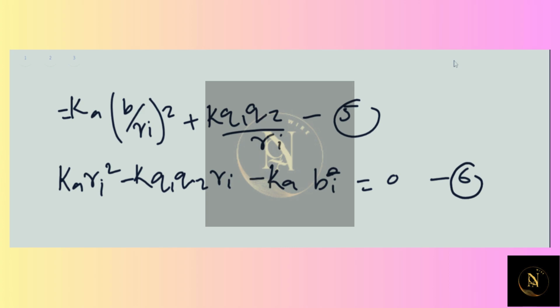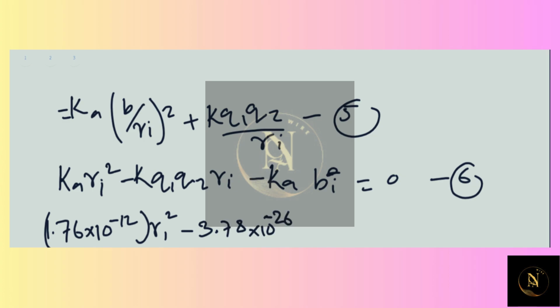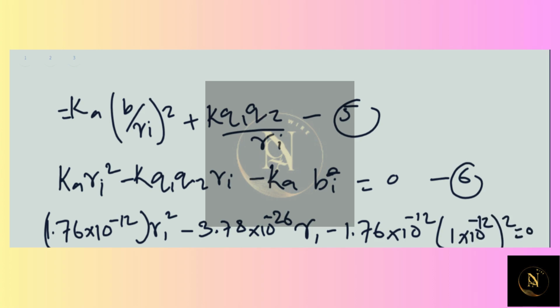Now let's get r1 at b1. So we can get that r1 by substituting b1. That is 1.76 times 10 to the power minus 12 r1 squared minus 3.78 times 10 to the power minus 26 times r1 minus 1.76 times 10 to the power minus 12 times 1 times 10 to the power minus 12 squared is equal to 0. From here we find r1 to be 1.01 times 10 to the power minus 12 meter.